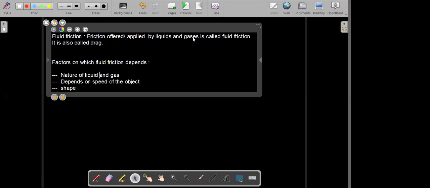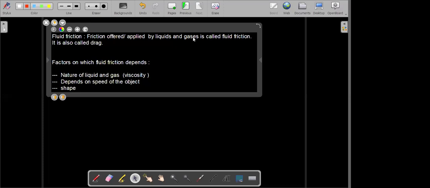This term has a scientific name. The nature of liquid and gas has a scientific name. You can search more about this term. This term is called viscosity. So you can say it depends on the viscosity of the liquid or gas. Does it depend on its velocity? Yes, it depends on the speed of the object, and it depends on the shape of the object. So these are the three factors on which it depends.